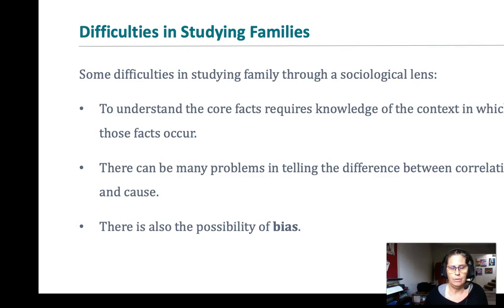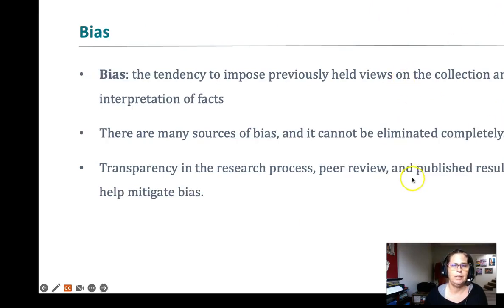And we also have to acknowledge that we all come from some sort of family, and so therefore we have a bias, possible bias. For sure we have a bias. We are definitely biased. No doubt about it. All right, so what does bias mean? Well, this means the tendency to impose previously held beliefs and interpretation of facts. So we see things through our own lens.